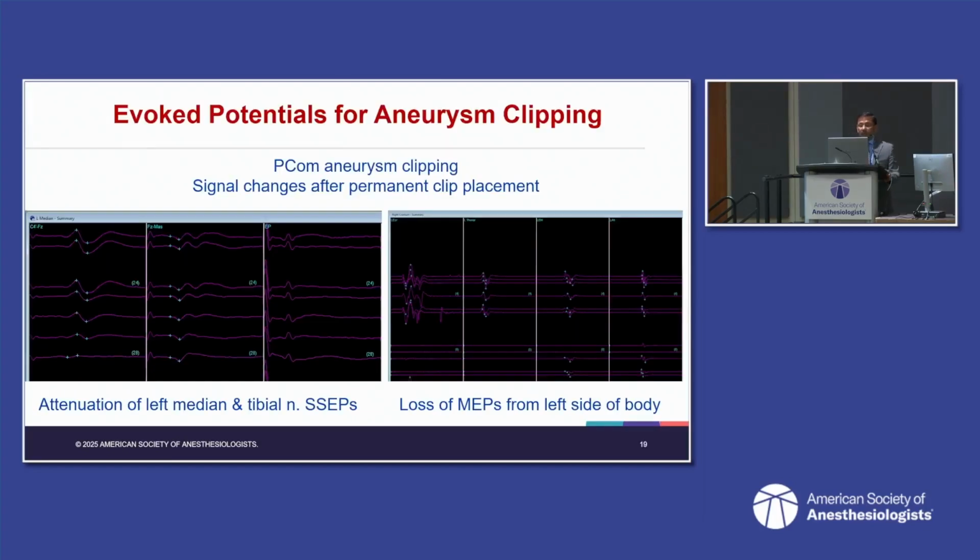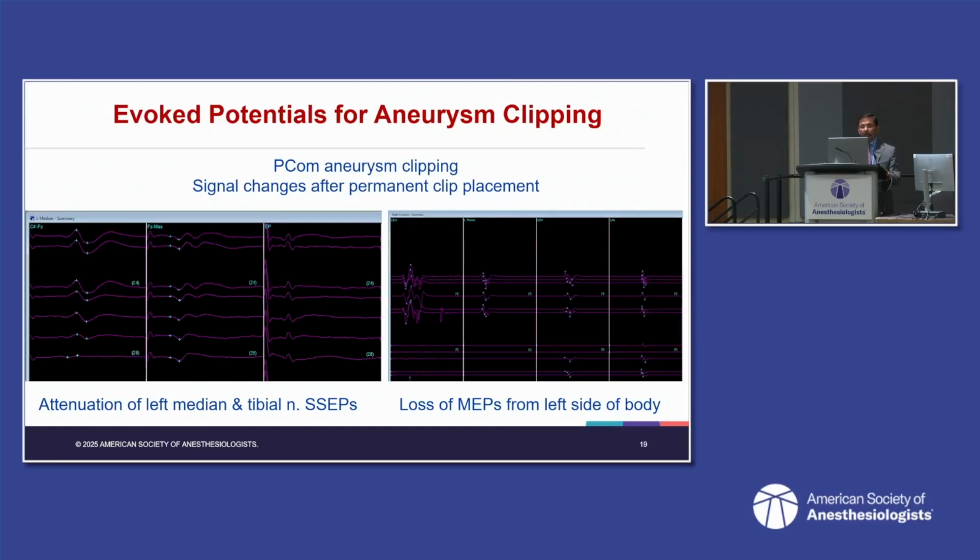But that said, based on just anecdotal use, I would say, at least in the cases of cerebrovascular surgery, aneurysm surgery in particular, there's a more obvious utility for this type of monitoring. Here in this slide, you see a case example, a patient I took care of recently, where a posterior communicating artery aneurysm was being clipped. On the left side, you see the somatosensory evoked potentials from the left side of the body, and on the right side are the motor evoked potentials.